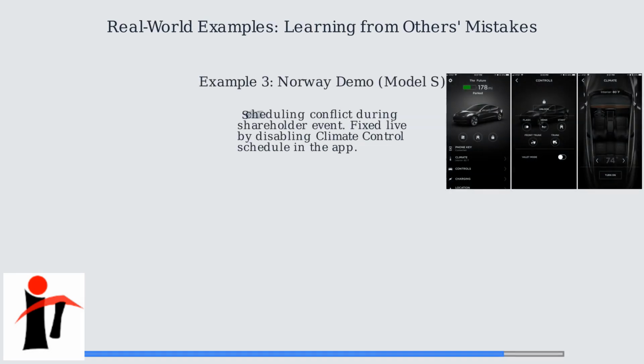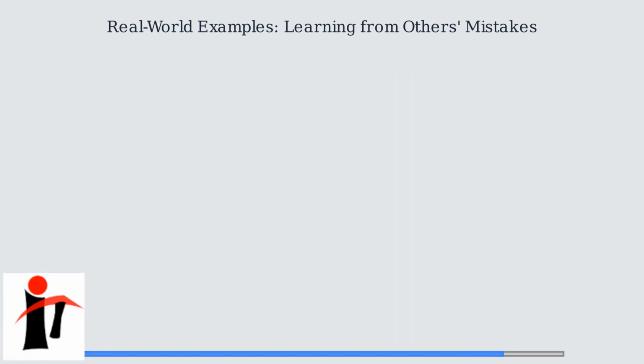Even Tesla's own demonstrations aren't immune to these issues. During a 2024 shareholder event in Norway, a demo Model S failed to defrost on stage due to a scheduling conflict with the app's climate control mode. Engineers fixed it live by disabling the conflicting schedule. These real-world examples demonstrate that defrost issues often stem from region settings, scheduling conflicts, or app glitches. Learning from others' experiences can help you identify and resolve similar problems more quickly.